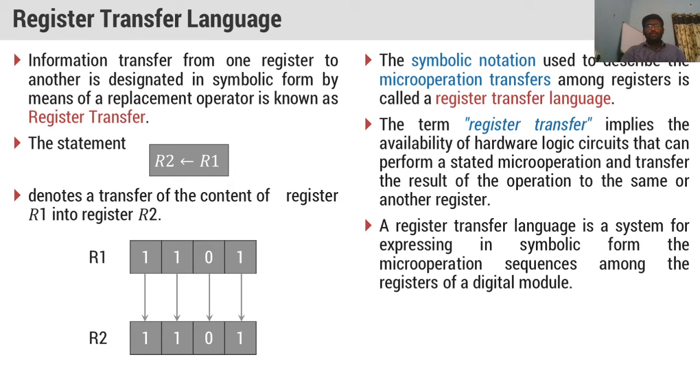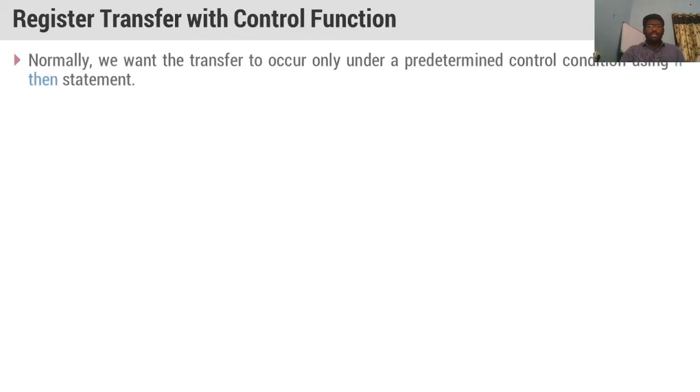So we will use some symbolic notations to describe the micro operation transfers among the registers. That is called register transfer language. What is this RTL? Register transfer language means we will use notations for representing the micro operation transfers, which is called register transfer language, right? Now we will see the register transfer with control function.